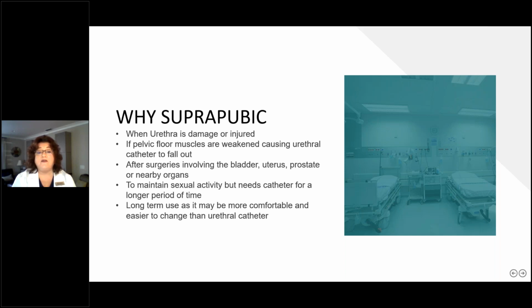And sexual activity: if they need a catheter for a longer period of time, they can put in a suprapubic and they can still have sexual activity. For long-term use, it's much more comfortable and easier to change than a regular urethral catheter. So a lot of times the families, or the patients themselves, can change this catheter. And it's a little bit easier to do. Actually, it's a lot easier to do.